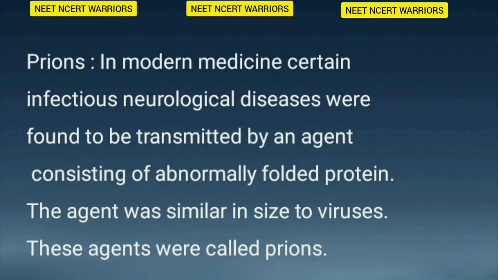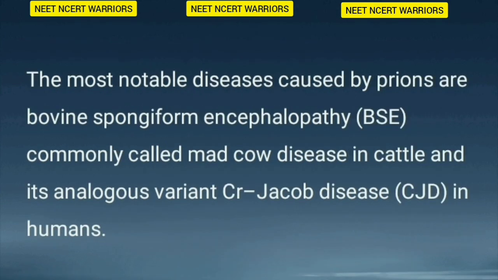Topic: Prions. In modern medicine, certain infectious neurological diseases were found to be transmitted by an agent consisting of abnormally folded protein. The agent was similar in size to viruses. These agents were called prions. The most notable diseases caused by prions are bovine spongiform encephalopathy, BSE, commonly called mad cow disease in cattle, and its analogous variant Creutzfeldt-Jakob disease, CJD, in humans.